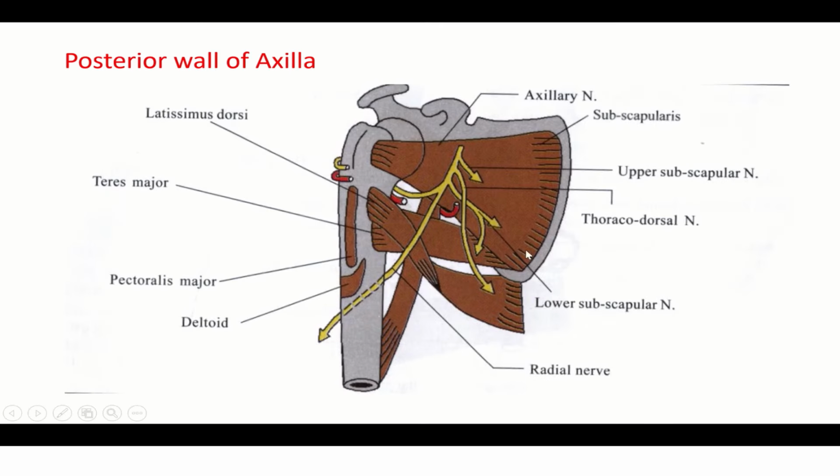Here you can also see the subscapularis, latissimus dorsi, and teres major muscles, all three forming the posterior wall of the axilla. These are a few branches of the posterior cord of the brachial plexus: the upper subscapular nerve, the thoracodorsal nerve supplying the latissimus dorsi, and the lower subscapular nerve. These two supply the subscapularis muscle. Here you can see the axillary nerve and the continuation of the posterior cord, the radial nerve.